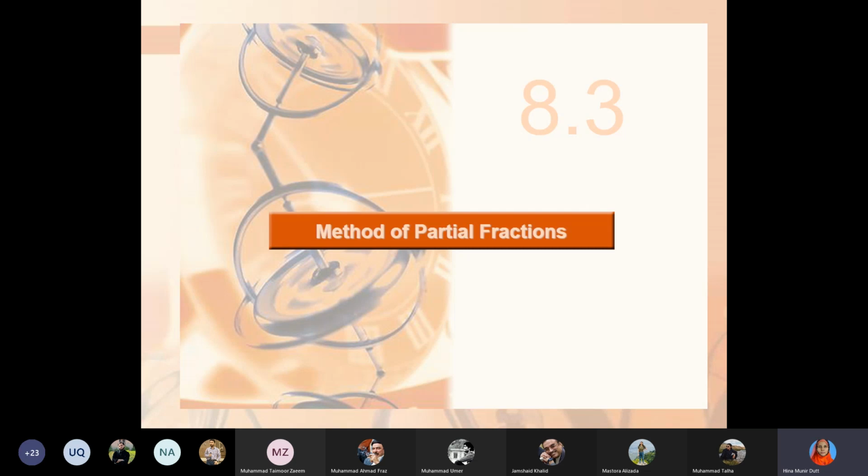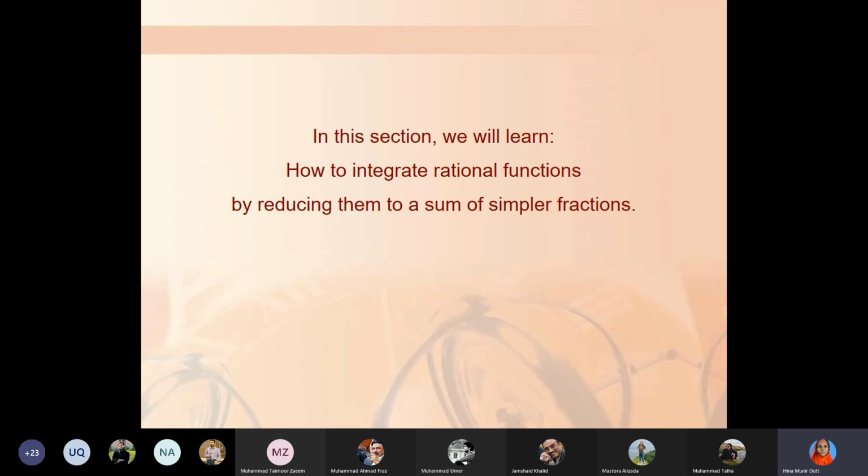Today you will learn about the method of partial fractions, and in this section we will learn how to integrate rational functions by reducing them to a sum of simpler fractions. So what do you mean by rational functions?